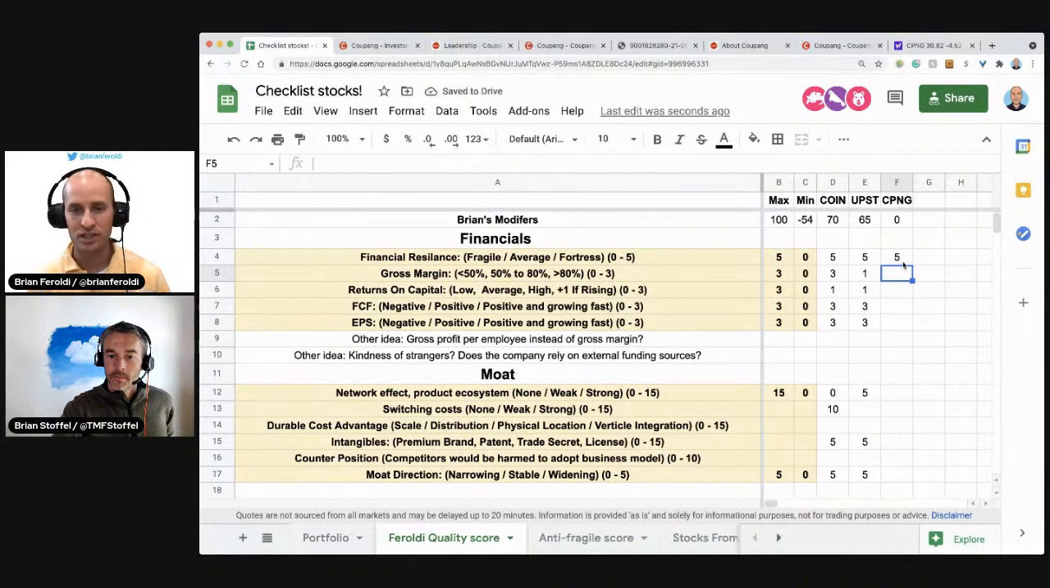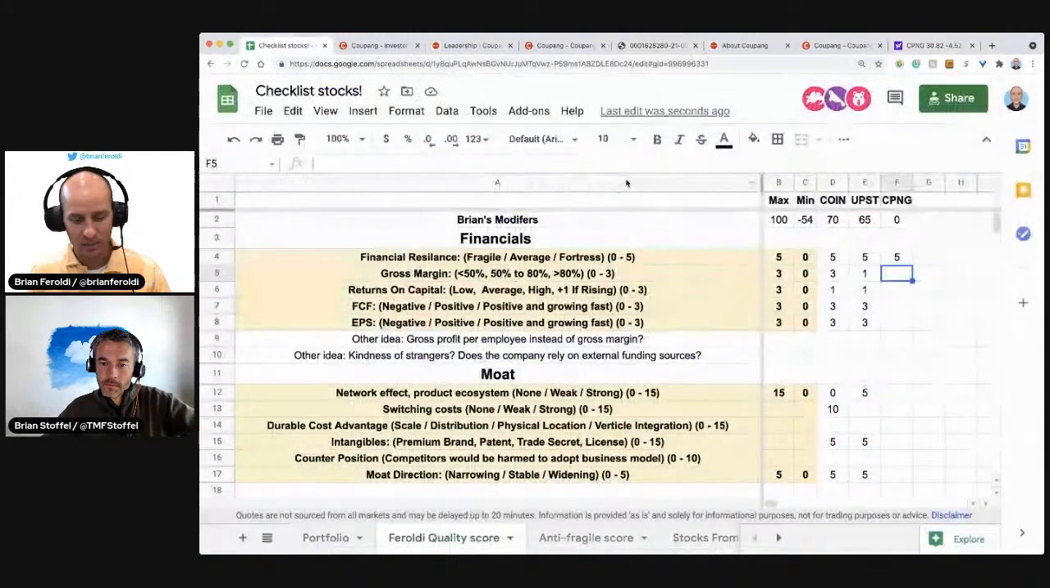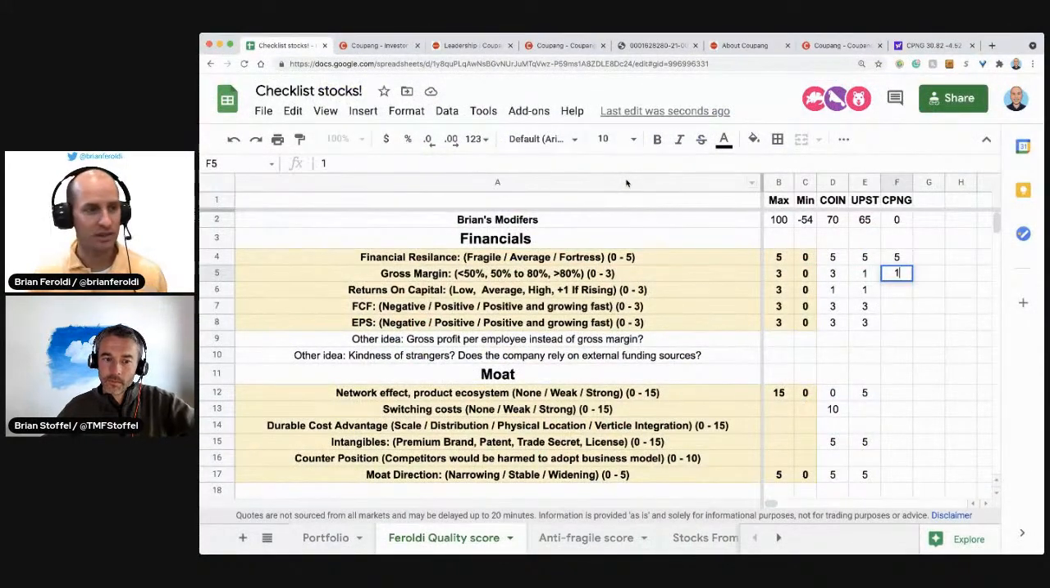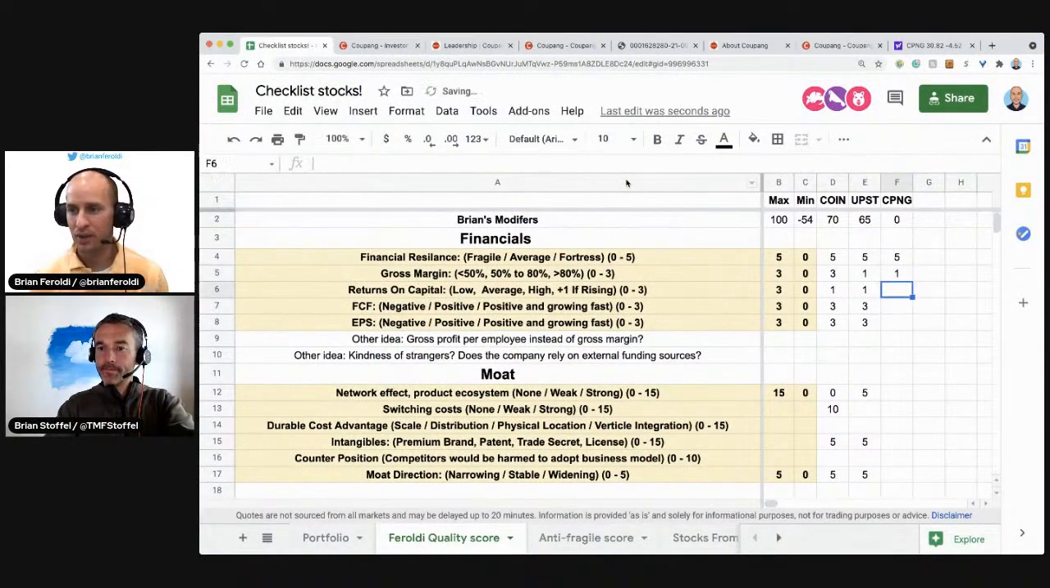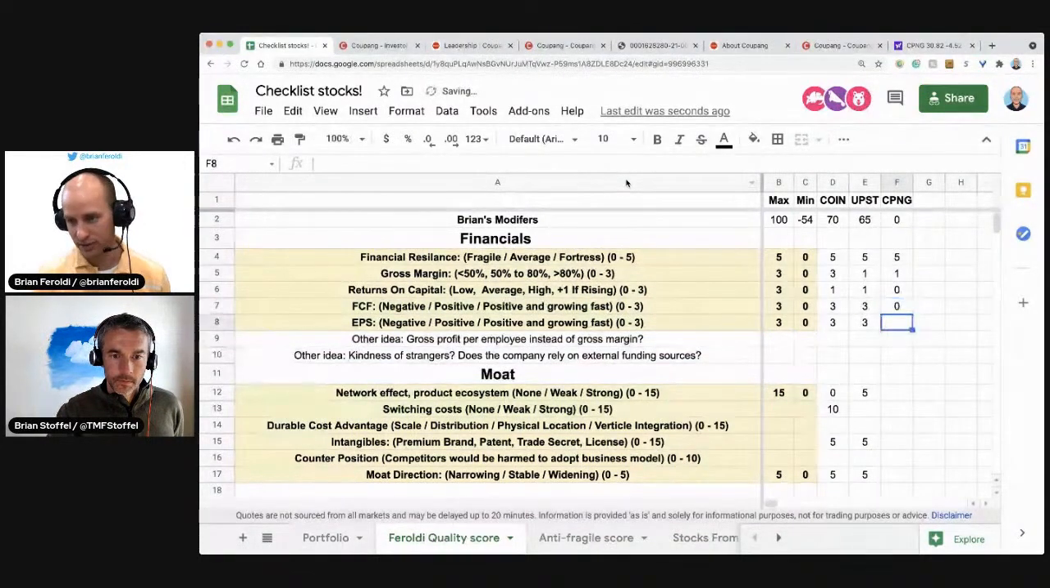Gross margin. The gross margin here is very low, 18% or so. And I don't know if it's rising. I will assume that it's rising. I will double check that though. If you could double check that would be great, yep, Brian. I'm going to assume that it's rising, especially with their Rocket offering. So it's low, but if it's on the way up, I will give them a point. Returns on capital here are negative, so that's a 0. Free cash flow is negative, so that's a 0. And earnings are negative, so that's a 0.